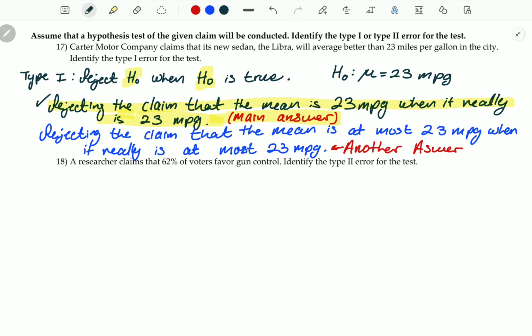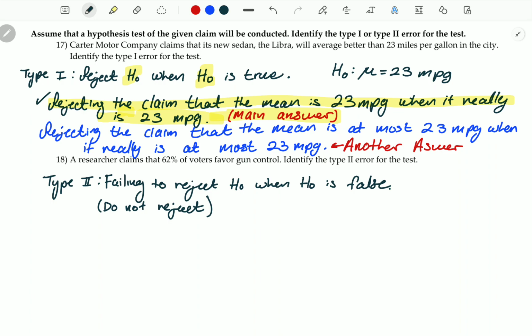We're now going to do question number 18. And number 18 says, a researcher claims that 62% of voters favor gun control. Identify the type 2 error for the test. So, what is a type 2 error? A type 2 error is when you do not reject the null hypothesis when the null is false. Some professors say fail to reject. Same thing.